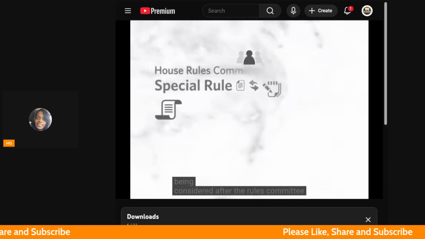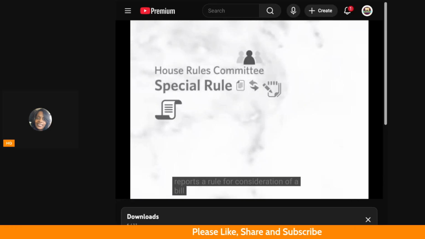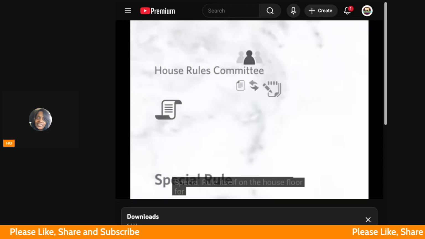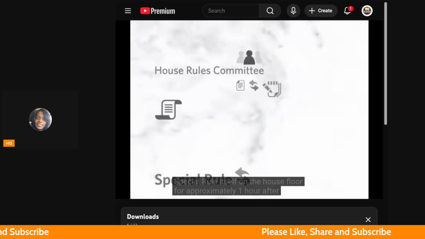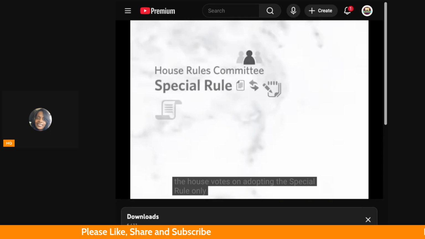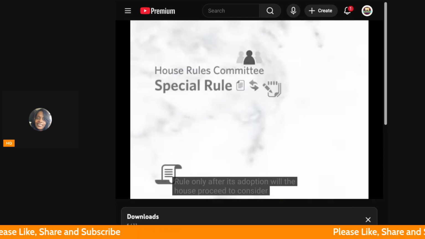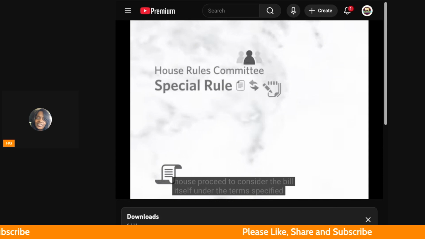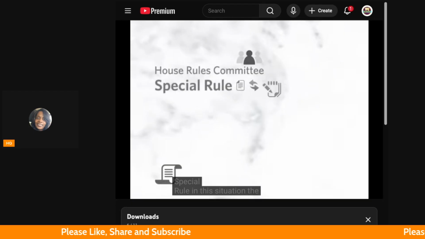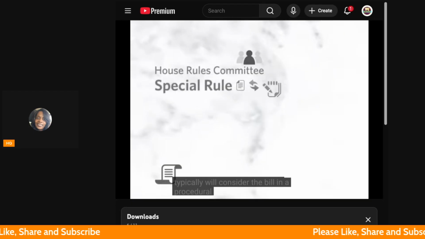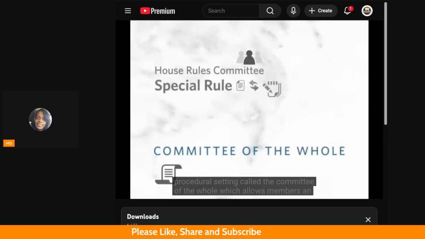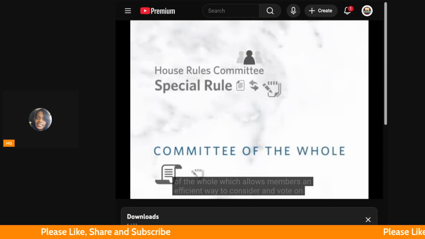After the Rules Committee reports a rule for consideration of a bill, the House first considers that special rule itself on the House floor for approximately 1 hour. After debate, the House votes on adopting the special rule. Only after its adoption will the House proceed to consider the bill itself, under the terms specified by the special rule. In this situation, the House typically will consider the bill in a procedural setting called the Committee of the Whole, which allows members an efficient way to consider and vote on amendments.